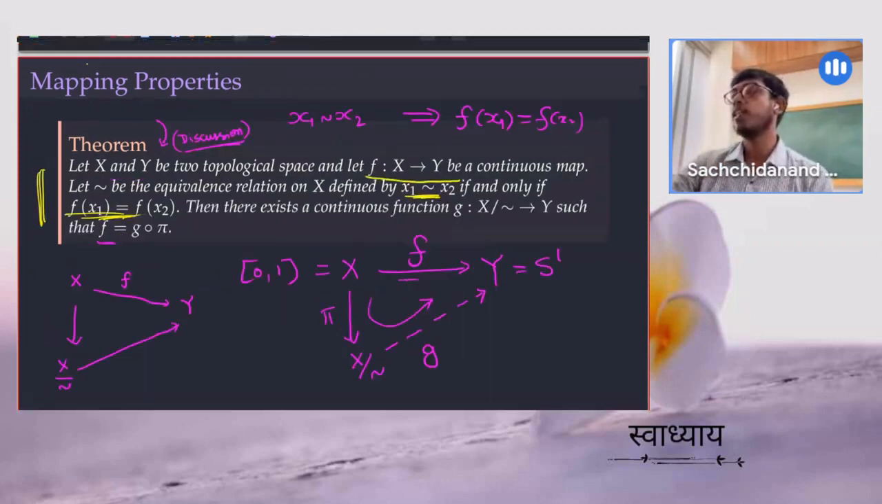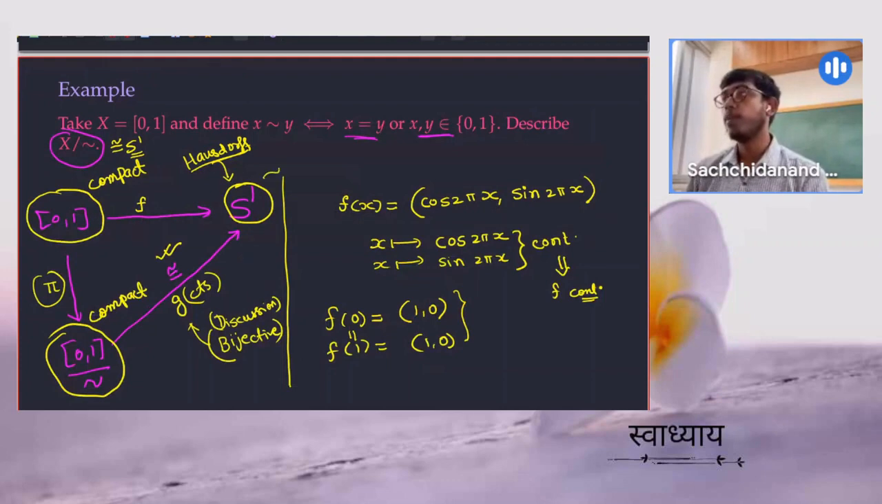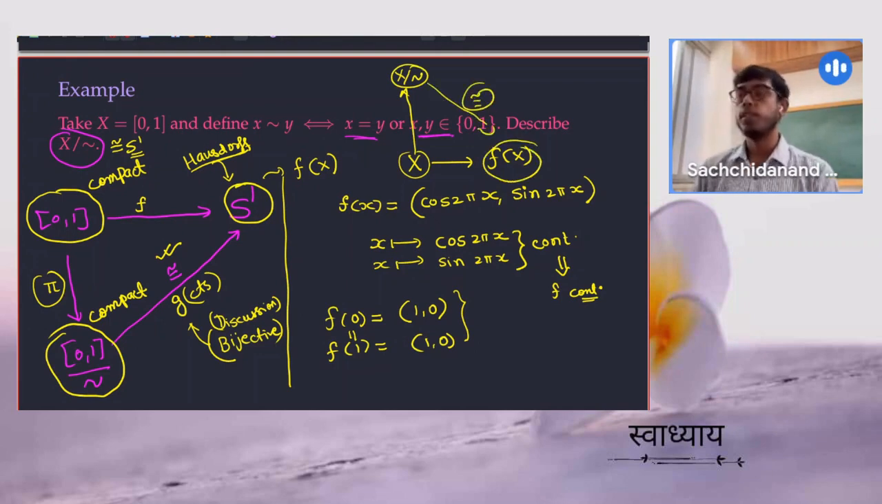If it is not surjective, then for example, let's say f of x will be the image. If x is there, I'll just consider f of x, and then I'll consider my X mod tilde. And again, if X is compact, and this is Hausdorff, then I'll say these two are homeomorphic. But this need not be surjective in general. But here it is surjective.